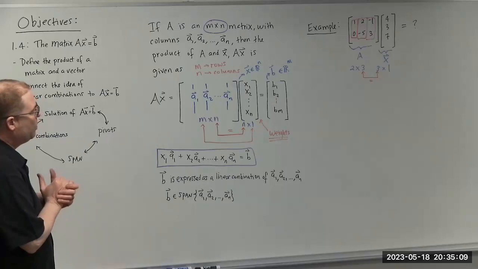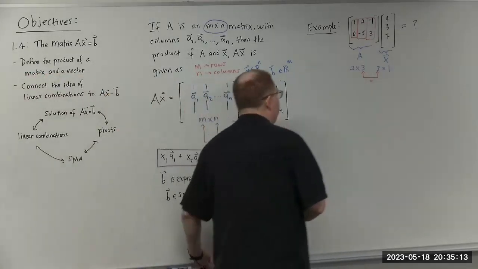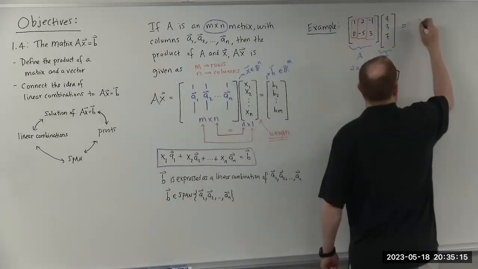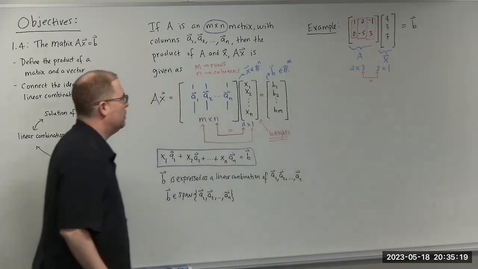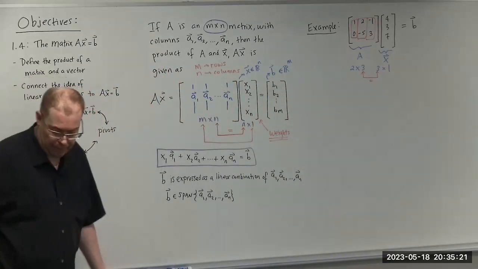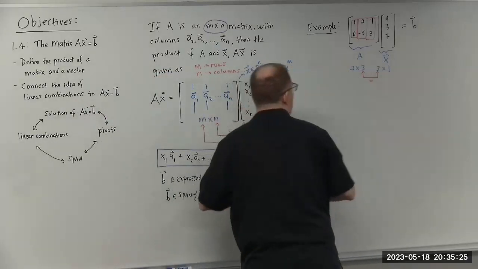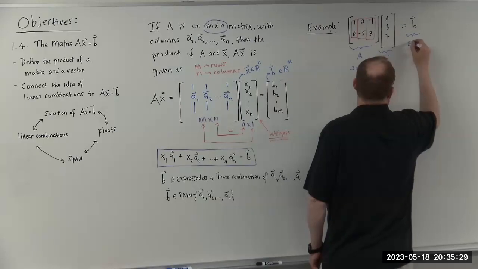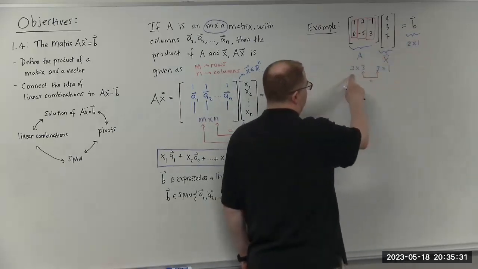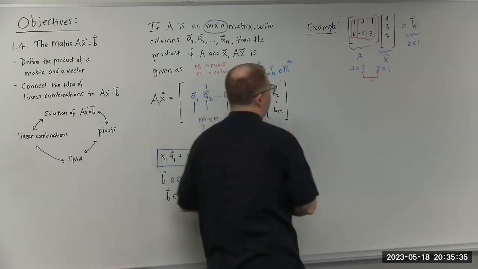And then the output: the size of the vector B that we're looking for is going to have 2 entries. So this turns out to be a 2 by 1. Okay, let's go ahead and write this out.